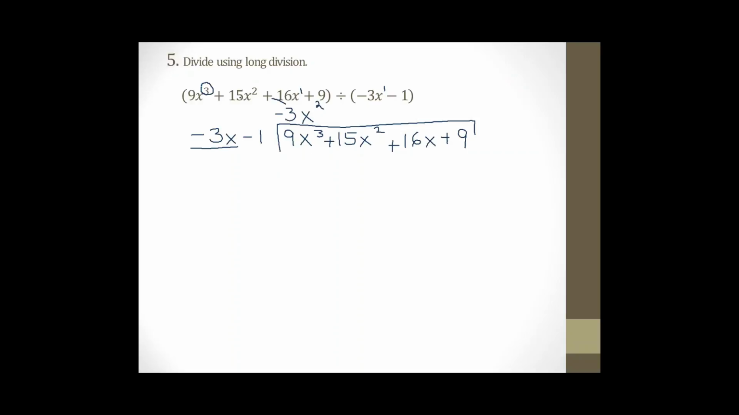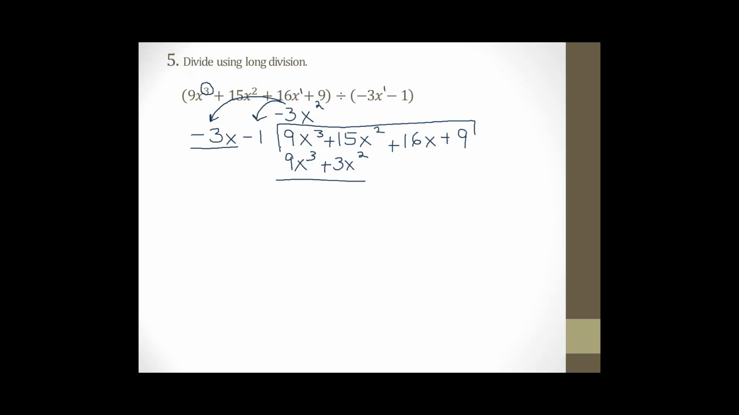So testing it, basically distributing it back in, negative 3x squared minus 3x gives me 9x cubed. This first term always has to be the same, so it is, which means we found the right number. Now also distributing it to the second number, negative 3x squared minus 1 is positive 3x squared.